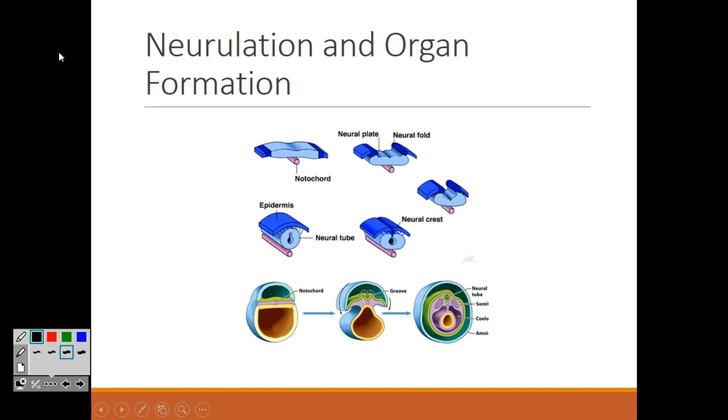So the next thing on the list is neurulation and organ formation. This is something that's happening during the third week. So week 1 was the egg got fertilized, made its way to the uterus, and implanted. Week 2 was gastrulation, so the formation of those germ layers. This is week 3. In week 3, the nervous system starts to form, and organs start to form as well.